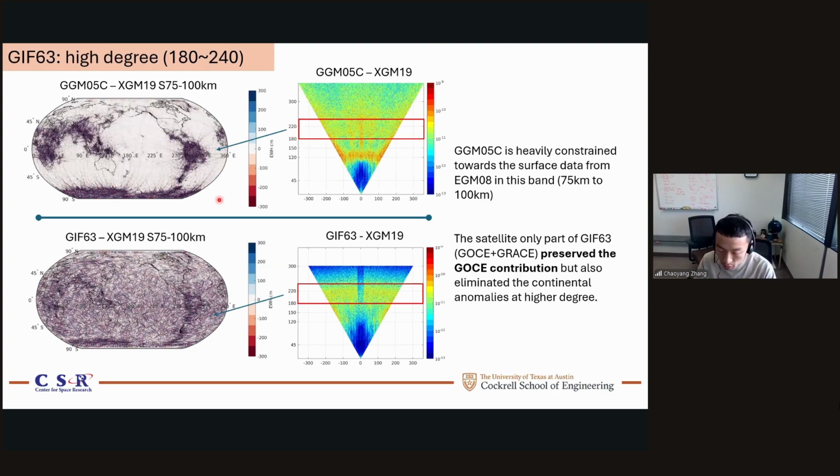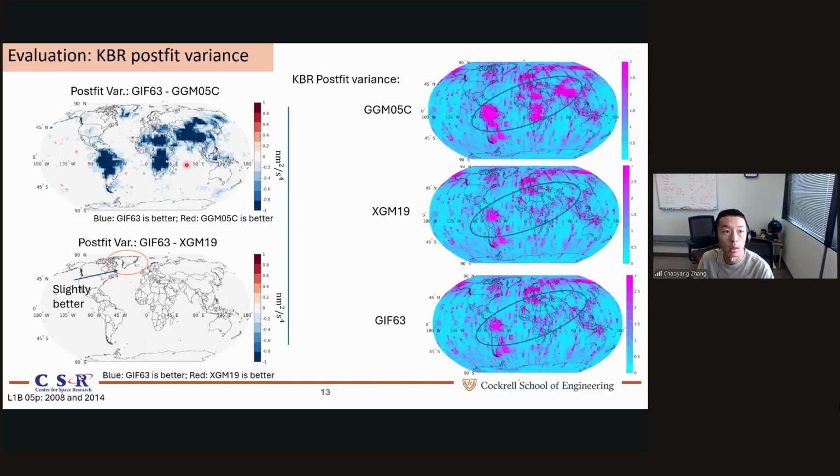But we also need to make sure for the GOCHE band, roughly above degree 180 and below 240, we want to still keep its contribution in the new GIF63 model. So as you can see at the top, in the GGM-05C, we see that continental anomaly again at this GOCHE band, but in our new model, we just keep the GOCHE contribution, but also get rid of those patterns. So the next two slides are going to be about our evaluation.